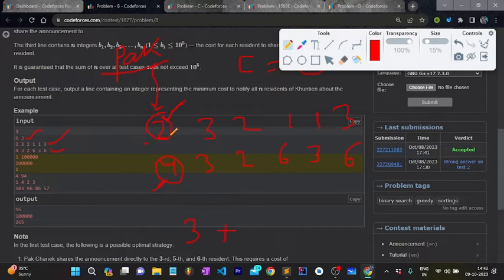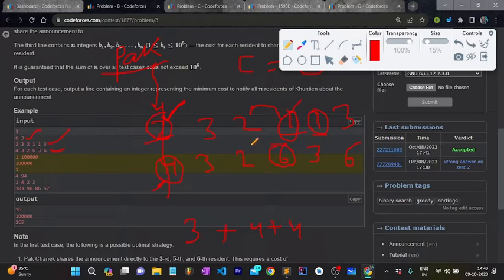For example, if this person is sharing the announcement to this and this, so these persons have already got the announcement, and the total cost will be taken as 4 plus 4. Now this person cannot share announcements anymore because he has reached the limit of the number of persons he can share to. And let's suppose this person already has the announcement, so he can share to one more person with a cost of 6. I hope what the problem statement is saying is clear to everyone.